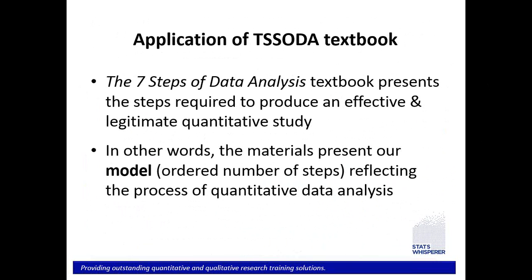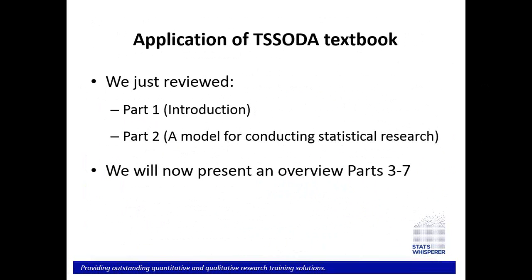So the 7 Steps of Data Analysis textbook presents the steps required to produce an effective and legitimate quantitative study. In other words, the materials present our model, our ordered number of steps reflecting the process of quantitative data analysis. So we just reviewed part 1 of our textbook, the introduction, as well as part 2, the model for conducting statistical research. And now we're going to do a quick overview of parts 3 through 7 as we wrap up.